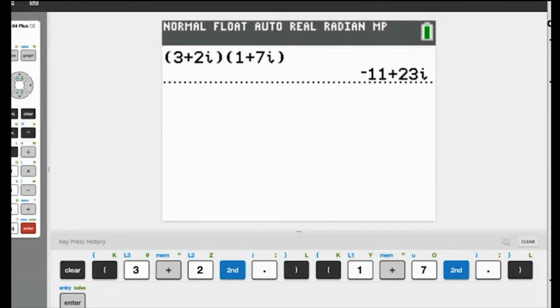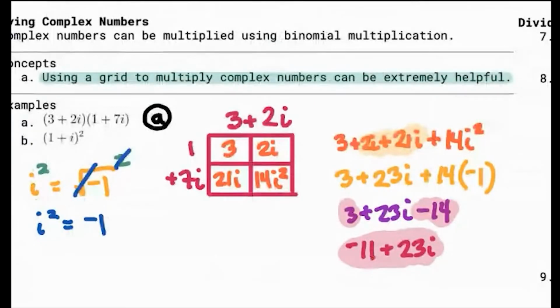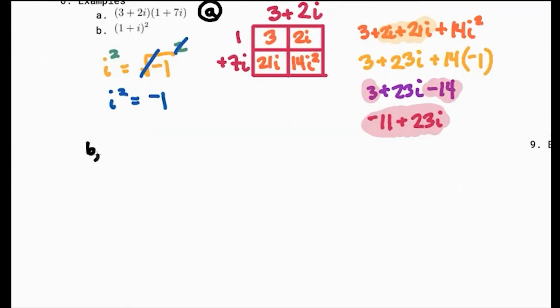So if you just write the answer down, I'm going to know you did something. You just kind of use the calculator, not showed work. So easiest way to show work, in my opinion, is use the grid method. So we have 1 plus I quantity squared, which is really just 1 plus I times 1 plus I. So what I'm going to do for this is use the grid method again.